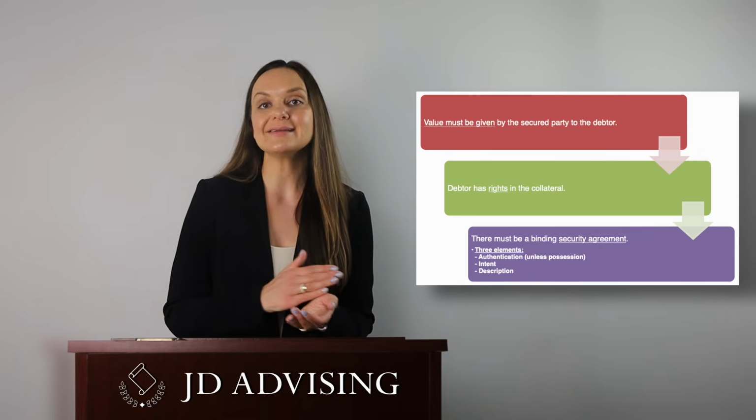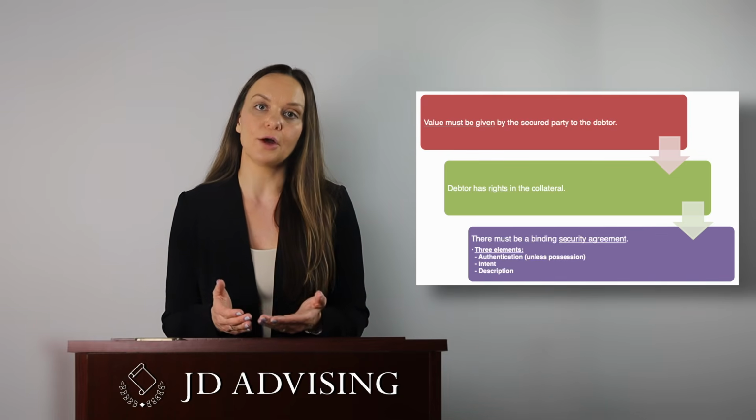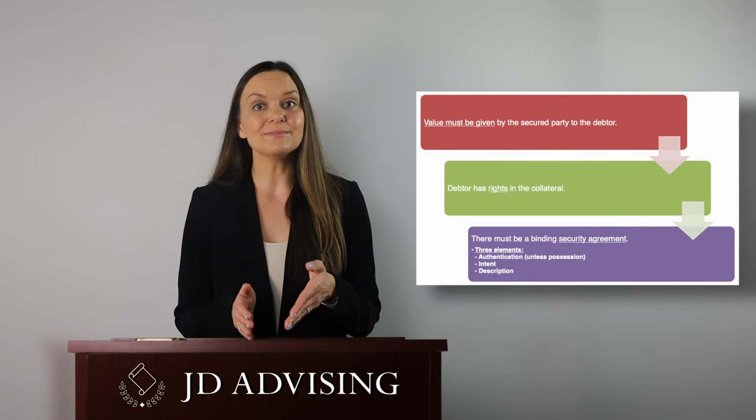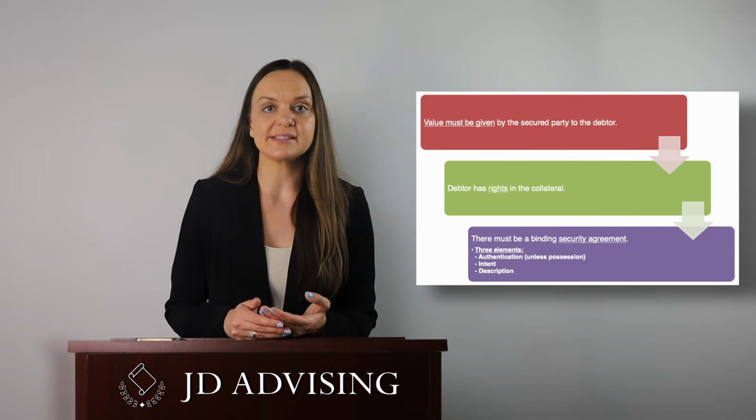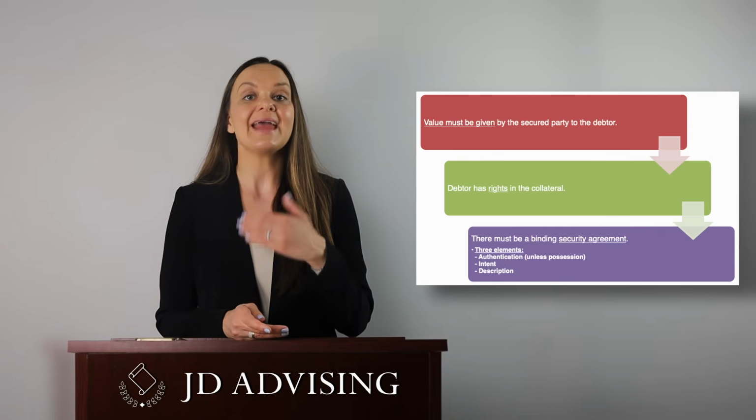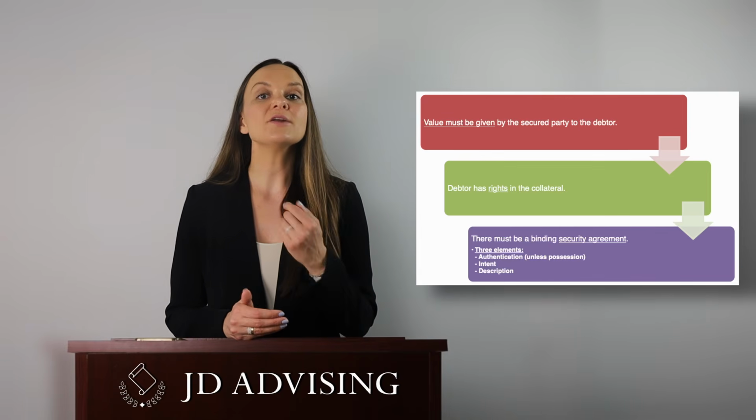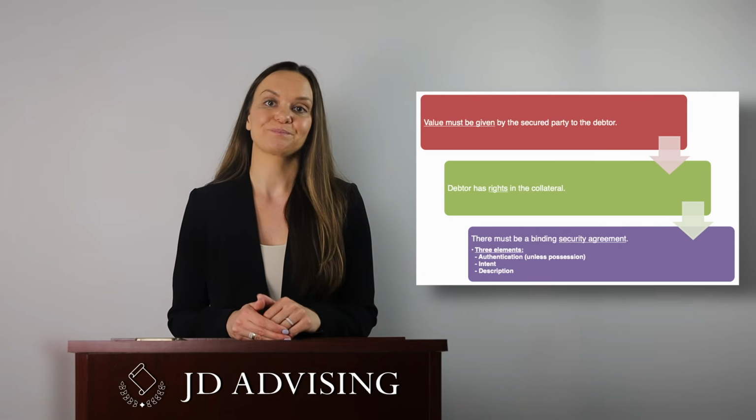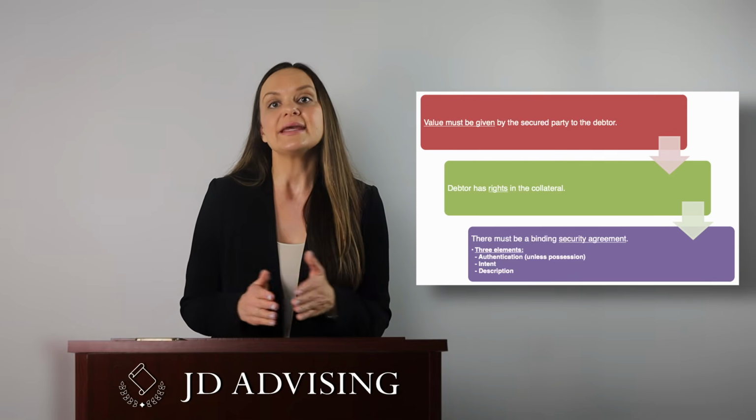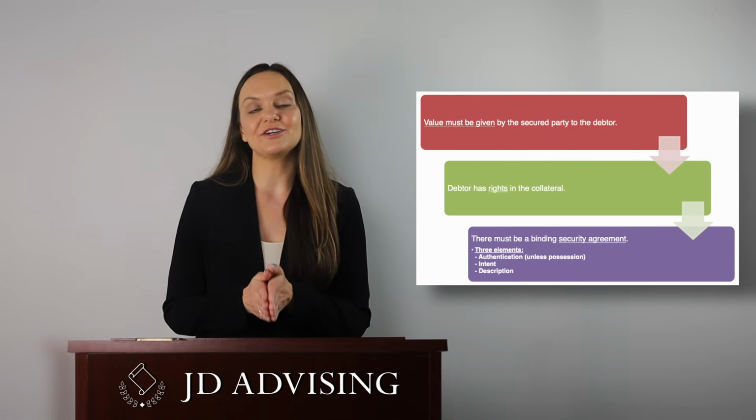On the exam, you want to spell out the steps for attachment to the grader. So the first step is that value must be given by the secured party to the debtor, and this is usually a loan. The next step is that the debtor must have rights in the collateral that they're willing to put up for that transaction. So for instance, if I go to the bank to get a loan and they ask for collateral to secure it, I can offer them something that I own, not, for instance, something that belongs to my next door neighbor. And the final step to that attachment process is that the parties must enter into a binding security agreement.